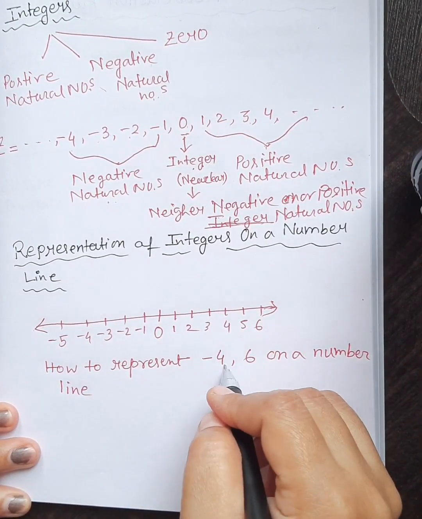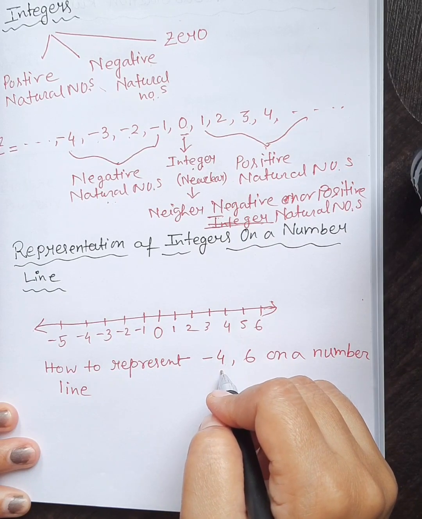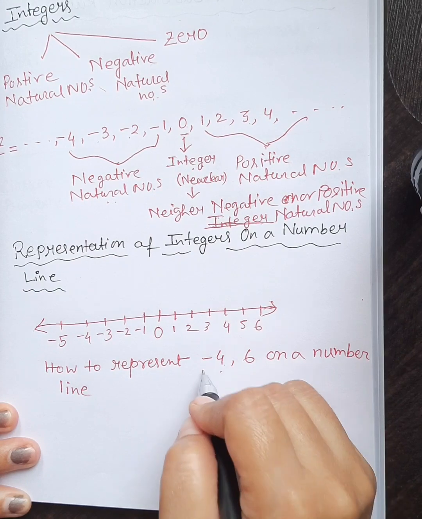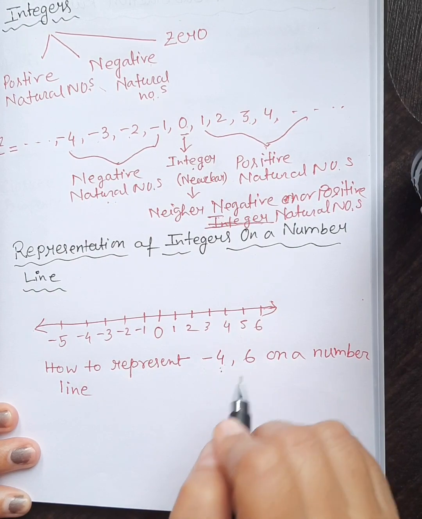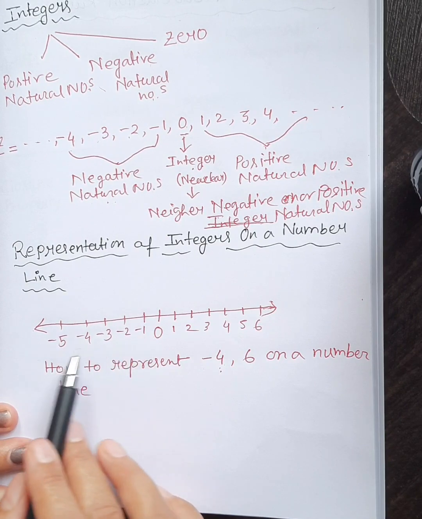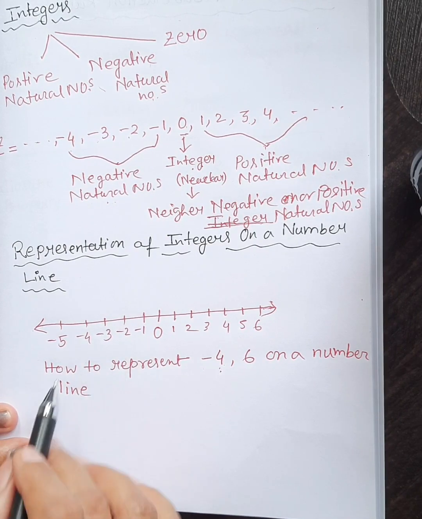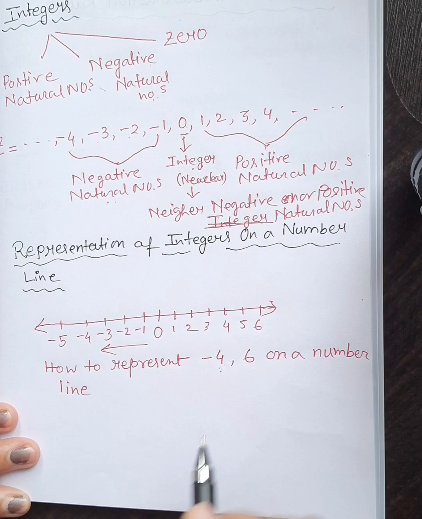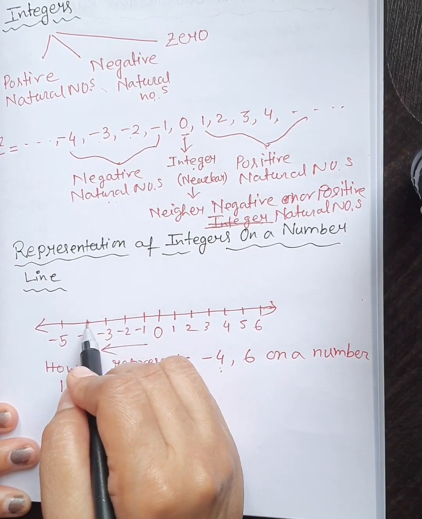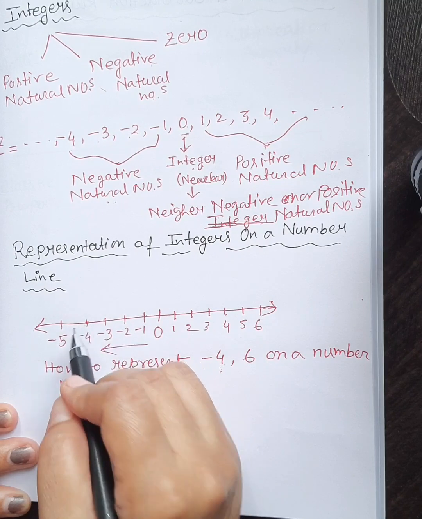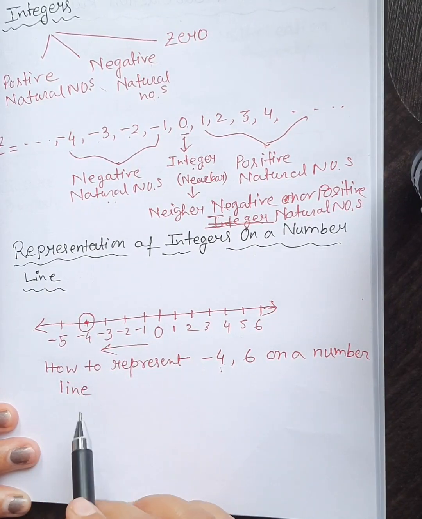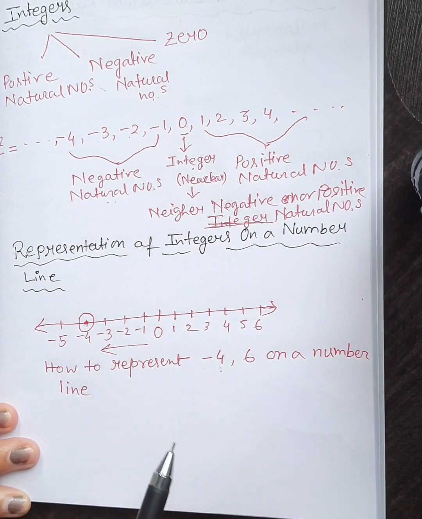How to represent -4? Is -4 a positive or negative integer? Obviously, -4 is a negative number. Negative numbers are found when you go to the left side of 0. So where is -4? 1, 2, 3, 4. -4. This is how we can plot -4 on a number line.